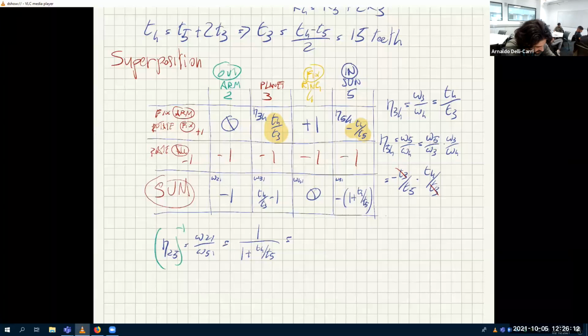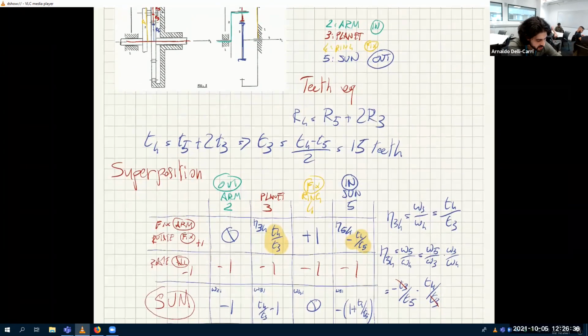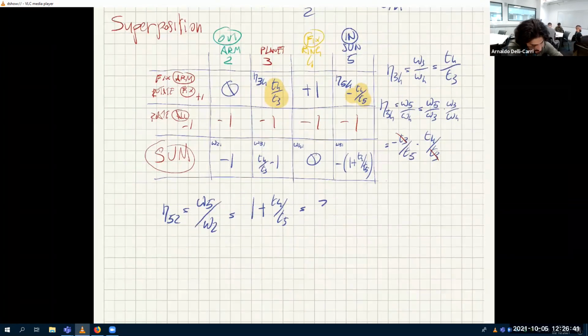That's the idea, okay? So what we have is omega 5,2, so eta 5,2 equals omega 5 over omega 2, which is 1 plus T4 over T5, which is equal to, is it 3 now? So T4 over T5 is, it's 3, yes. So this is 3. All right, this is 3.